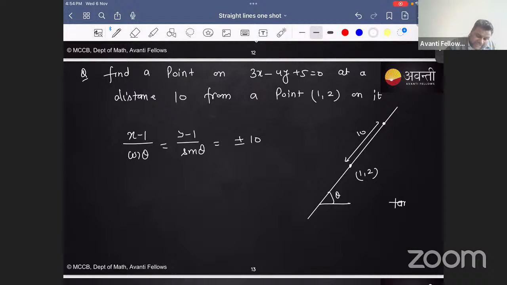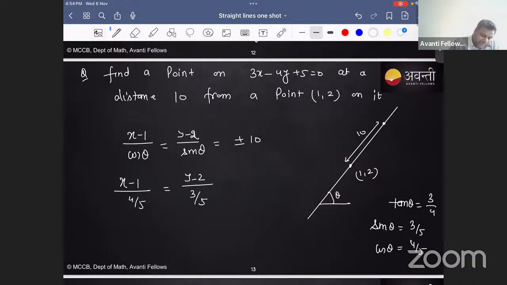So that means tan theta is what? Tan theta is slope. Tan theta is 3 by 4. If you write y equal to mx plus c, you get the slope. So tan theta is 3 by 4, so sine theta will be 3 by 5 and cos theta will be 4 by 5. So put it here. So x minus 1, y minus 2. Point is (1, 2), na? So (x minus 1) upon 4 by 5 is (y minus 2) upon 3 by 5 is plus minus 10.